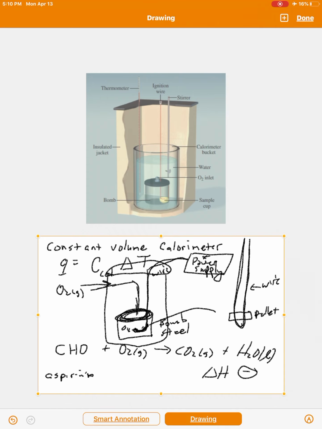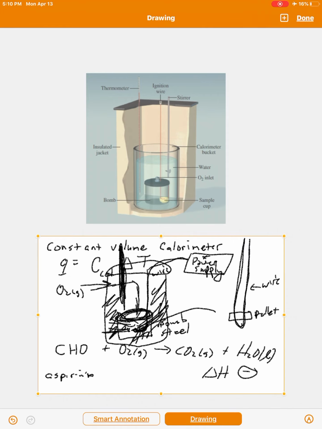There's a big water bath in here. So this is water, and that's where the thermometer is. The thermometer is in the water. So heat flows out of the bomb into the water. The water gets hot. Okay?